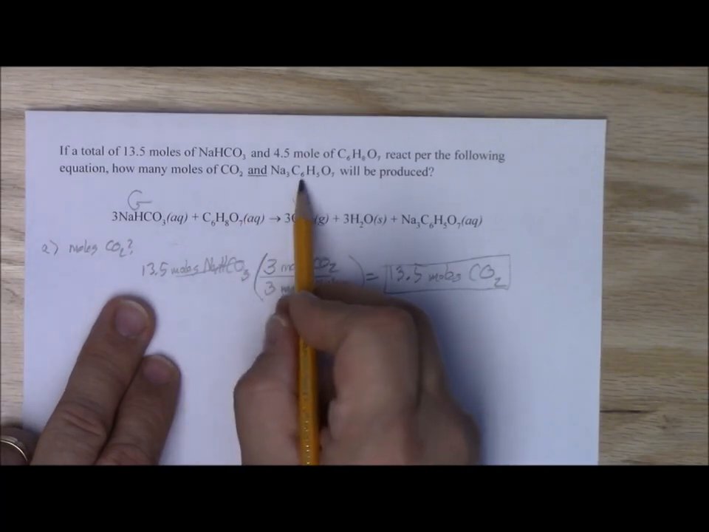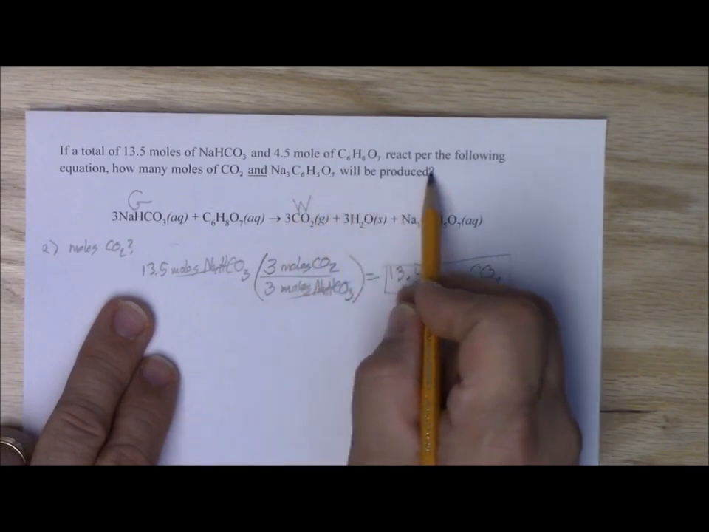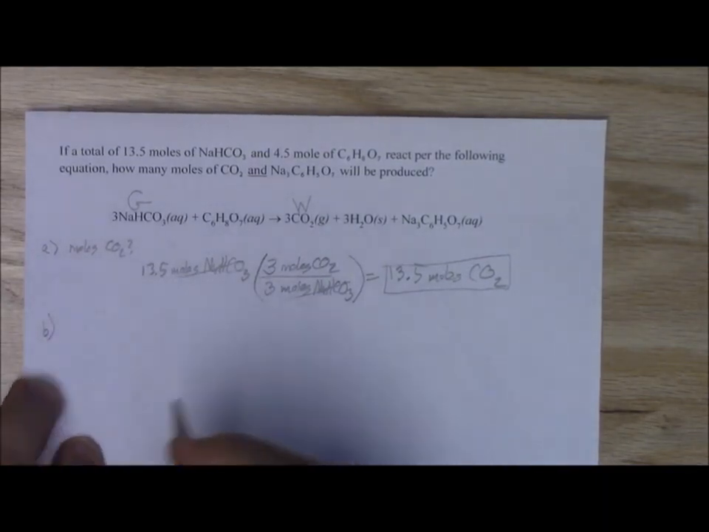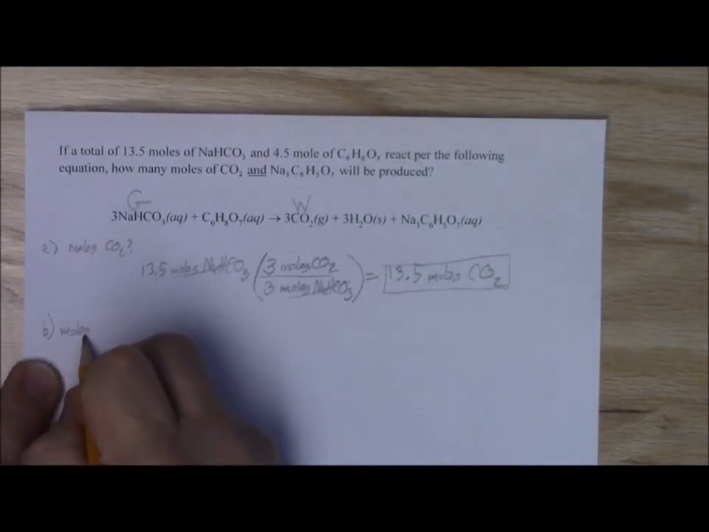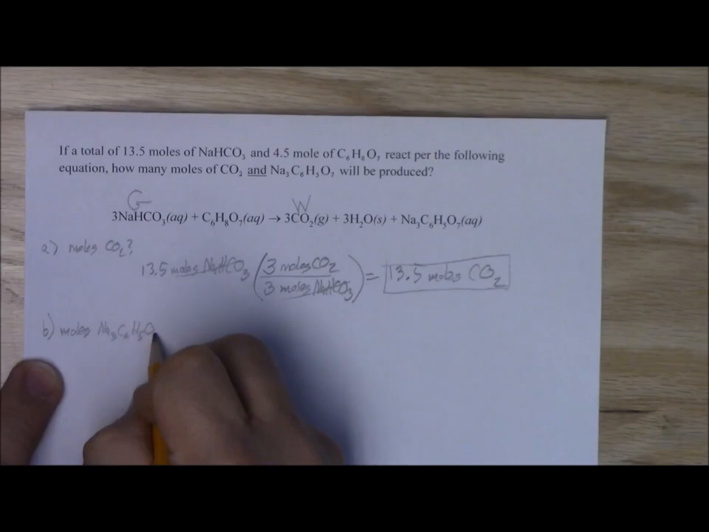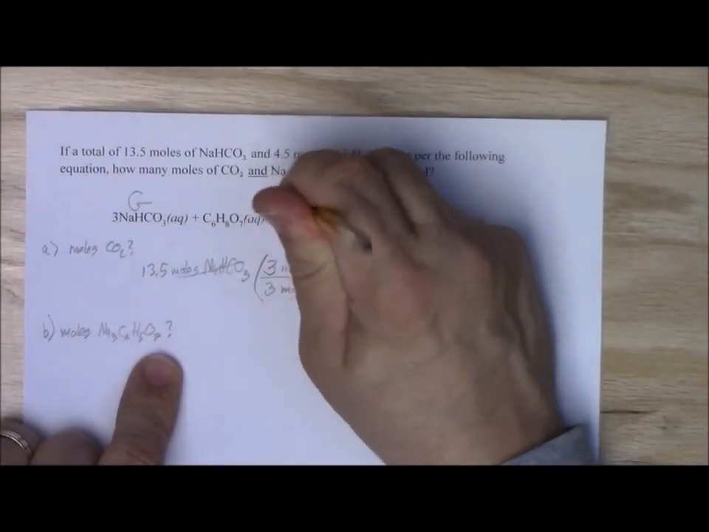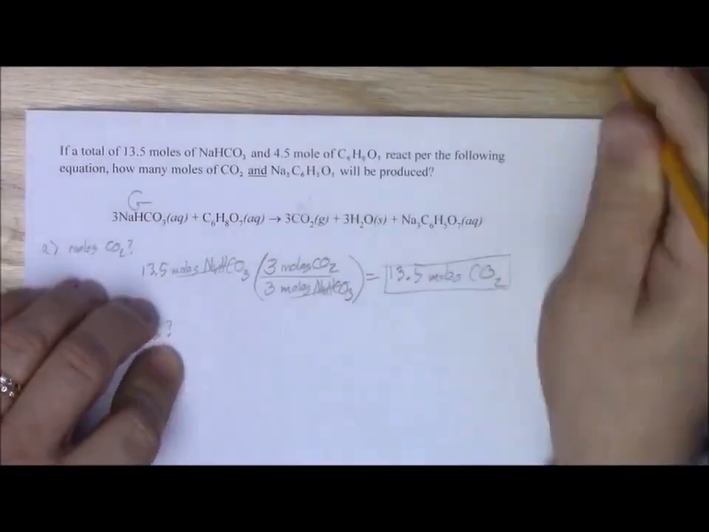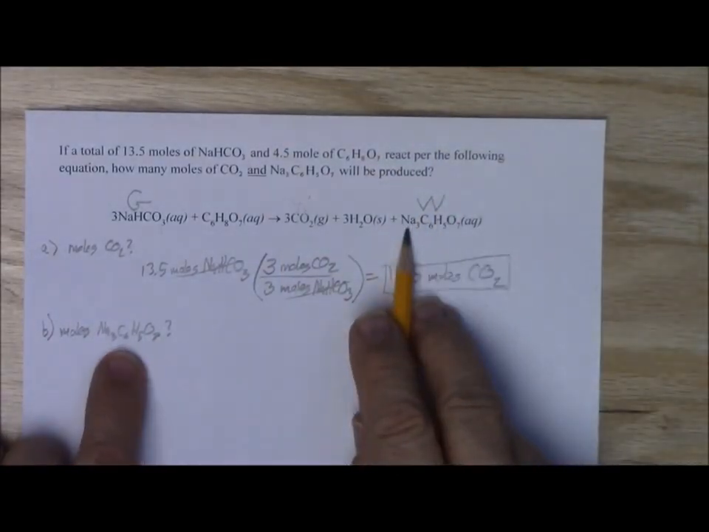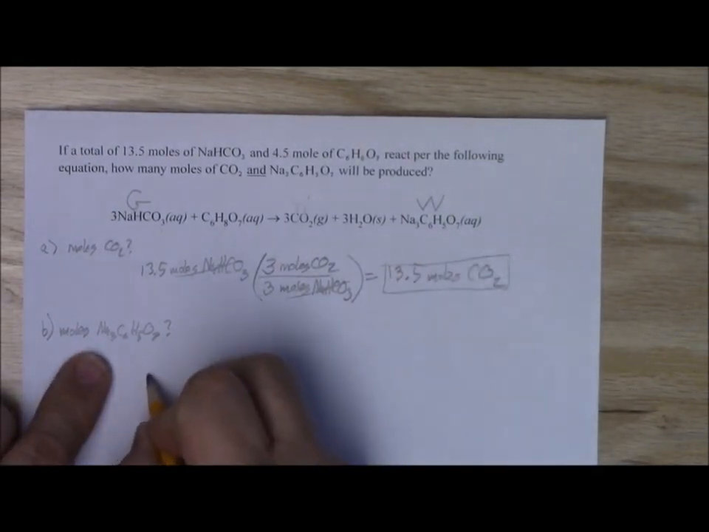Okay, and they want to know how many moles of Na3C6H5O7 will be produced, which looks like sodium citrate. So part B: moles of Na3C6H5O7. That's what they're looking for there. So now the wanted substance isn't CO2. Now the wanted substance is this stuff out here, Na3C6H5O7. Well, same approach.